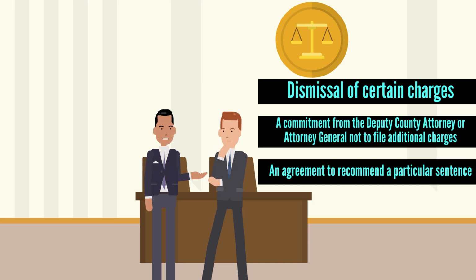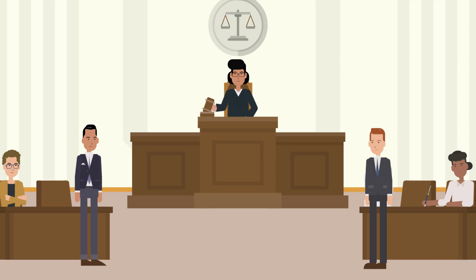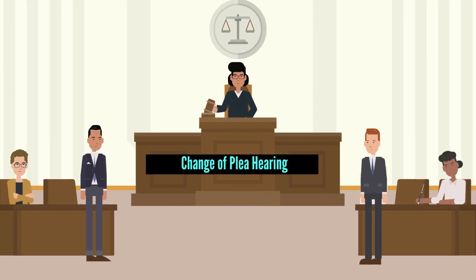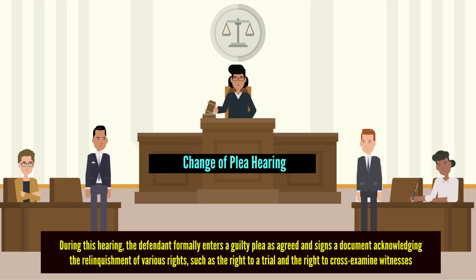Importantly, efforts are made to involve the victim in discussions about any potential plea agreement. Should an agreement be reached, all parties, including the attorneys and the defendant, appear before a judge for a change of plea hearing. During this hearing, the defendant formally enters a guilty plea as agreed and signs a document acknowledging the relinquishment of various rights, such as the right to a trial and the right to cross-examine witnesses.